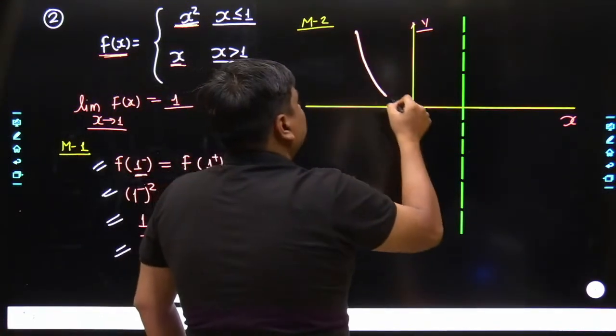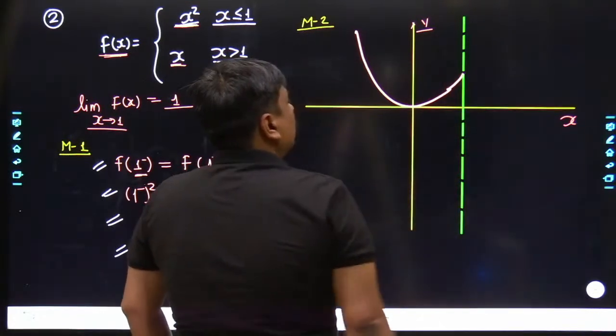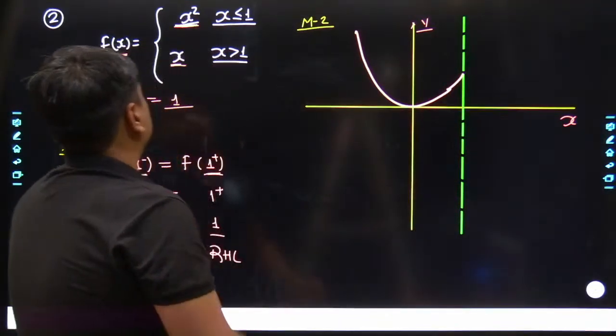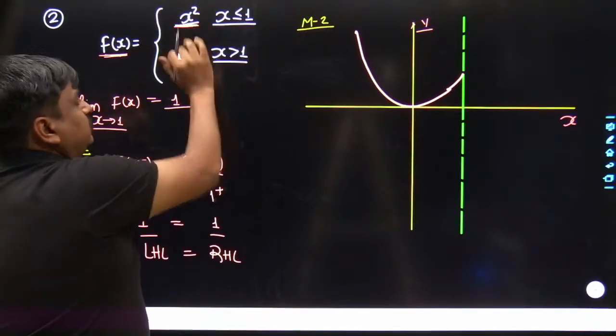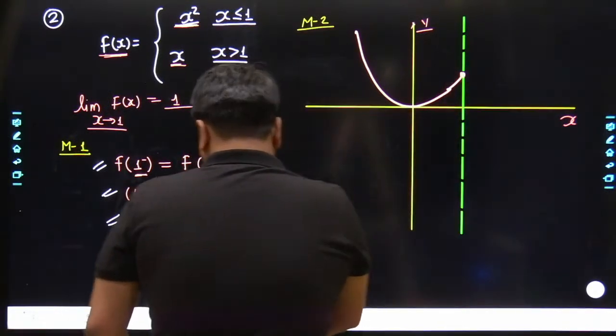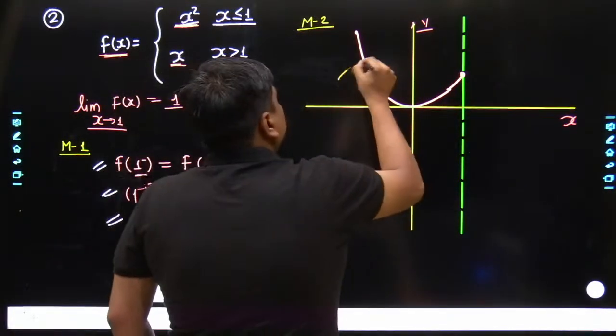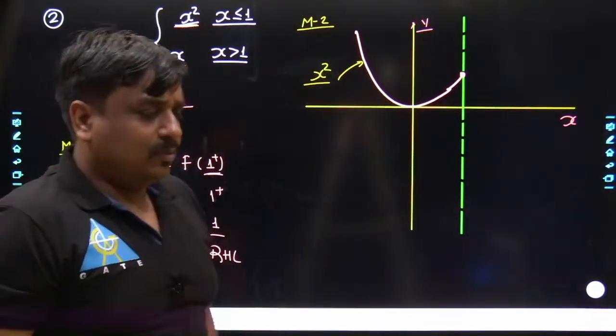It would be an upward-facing parabola. May I know at x equals 1, would it make a hole or a dot? Obviously, it would make a dot because the function has its value precisely at x equals 1. So it is going to make its dot. Which curve had it been? It had been y equals x square, which is an upward-facing parabola.